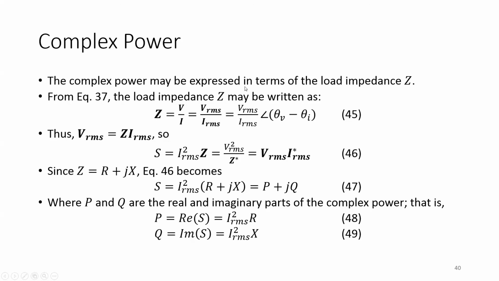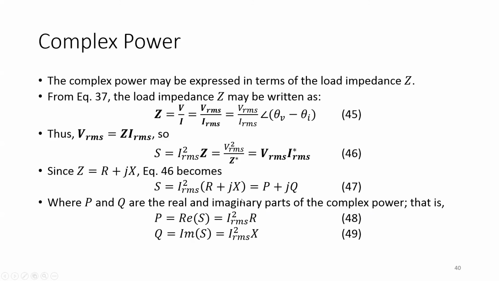The complex power may be expressed in terms of the load impedance. Like before, we can perform these calculations, Vrms divided by Irms, and when we put the phasor values, we can get these phase angles. And Vrms can also be written as Irms times Z in terms of Ohm's law, and when we put back the values, we get the complex power as the multiple of Vrms and Irms conjugate.